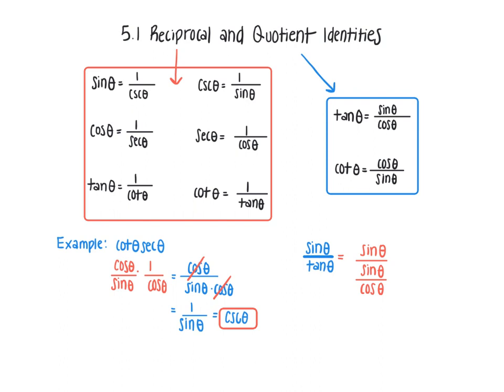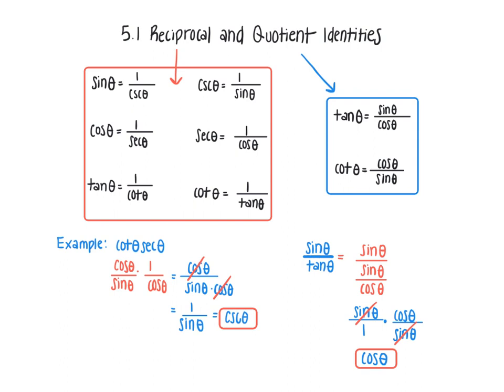So when I set up keep, change, flip, I want to set it up as sine of theta over 1 as my first fraction. I'm going to change to multiplication, and then I want to flip the denominator. The denominator is sine over cosine, but when I flip it, it's going to become cosine theta over sine theta. And now again, before we even multiply this, we notice that there's a sine in the numerator and a sine in the denominator. So both of these can cancel, leaving me with cosine over 1, or more simply just cosine of theta.